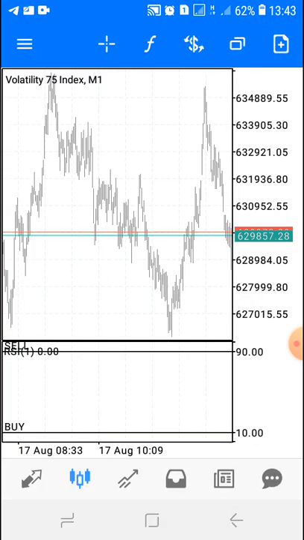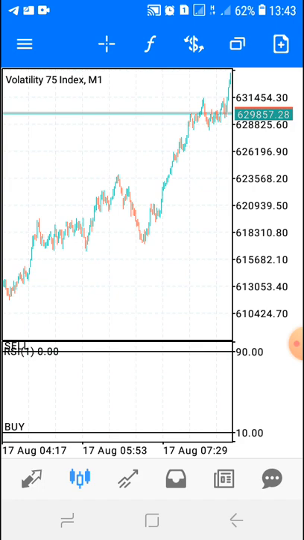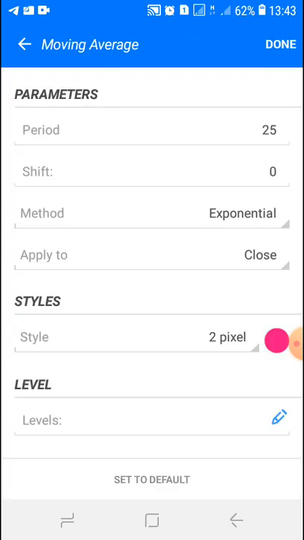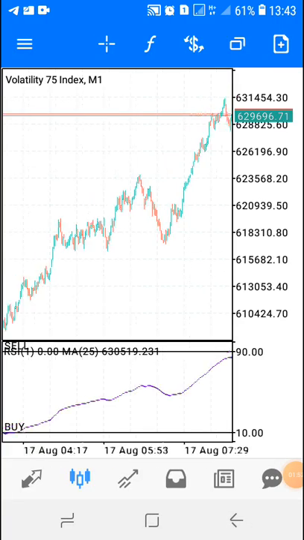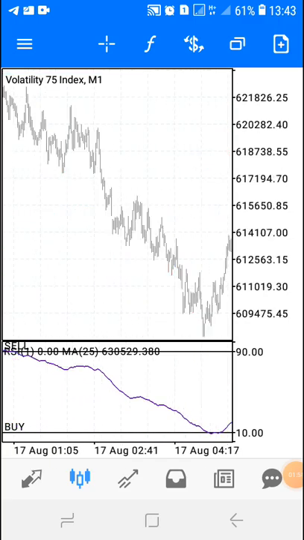Now once you're done, the next indicator we're going to add is our moving average, right? Now the first moving average, our period should be 25, shift 0, method exponential, apply to close, style 2 pixel. Let me just change the color to purple, right? And when it comes to levels, we won't need any levels. So this is how it's going to look like. This is going to be our first indicator, right?